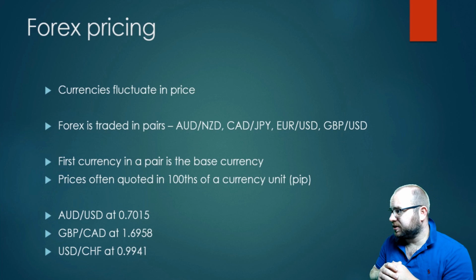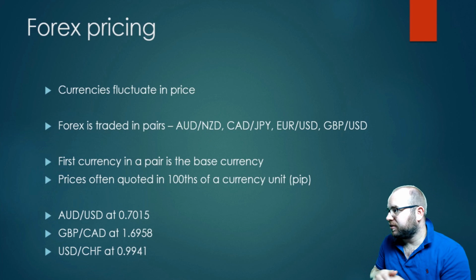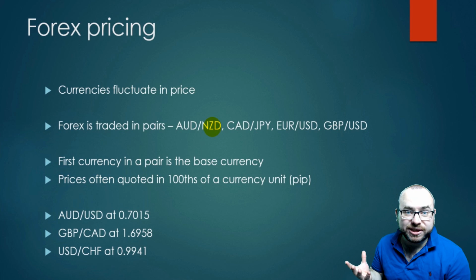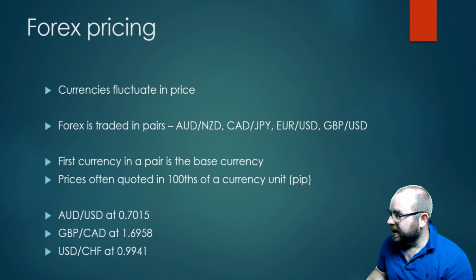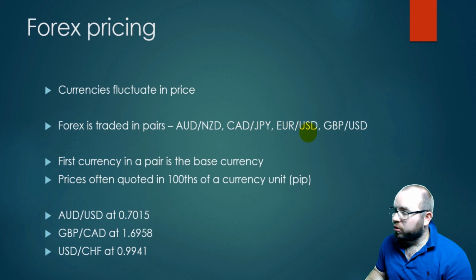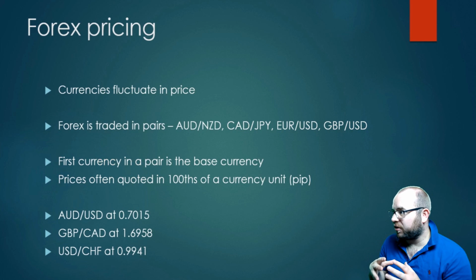Now, the base currency means for one base currency, what do you get of the paired currency? So going back to this first pair, Australian dollar, New Zealand dollar, for one Australian dollar, what do I get in New Zealand dollars? For 1 Canadian dollar, what do I get in Japanese yen? For 1 euro, what do I get in US dollars? And for 1 pound, what do I get in US dollars? So the first currency in a pair is the base currency.